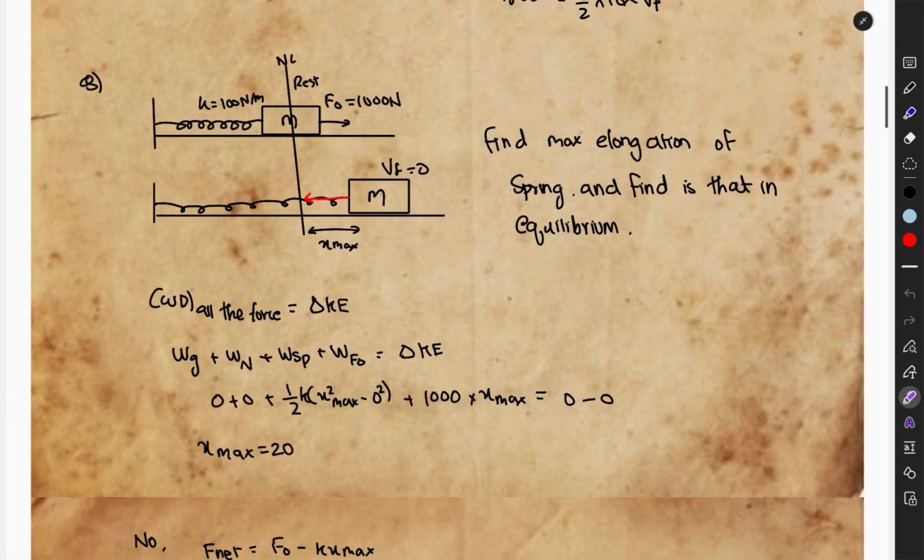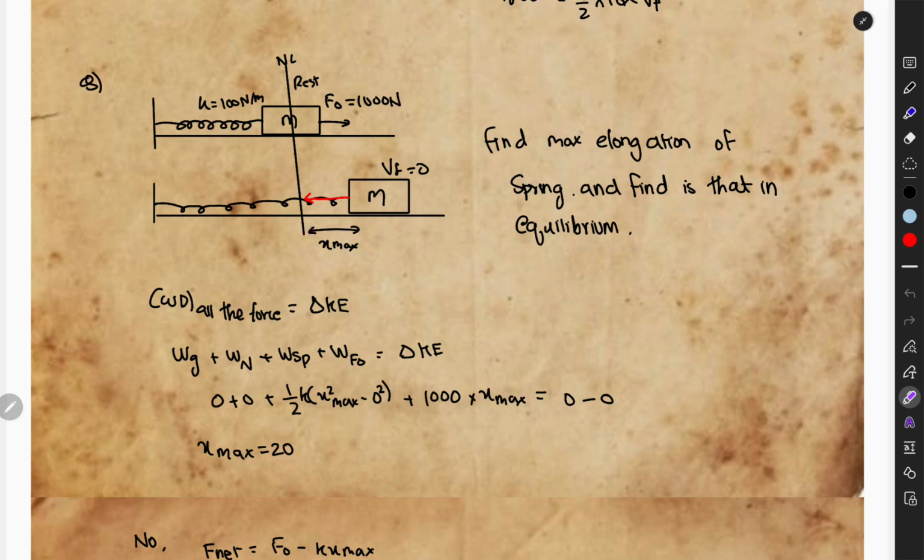We have another question: find the maximum elongation of the spring, and find if it is in equilibrium. Same question, I think. Work done by all the forces will be equal to the change in kinetic energy. So work done by gravity plus work done by normal force, work done by spring force plus work done by F naught. I think this is the same question, but we need to find the maximum elongation. So let's take this as the maximum elongation.